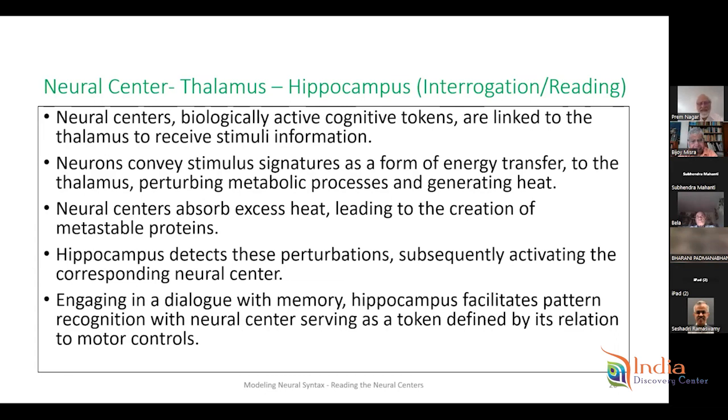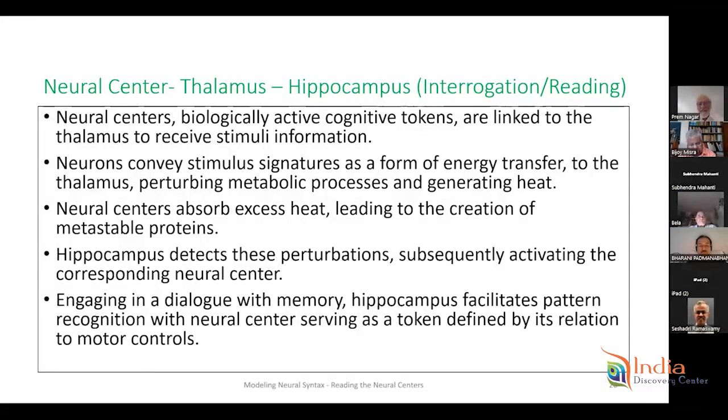Now, how the neural center, thalamus, and hippocampus do the interrogation. The neural centers, biologically active cognitive tokens, are linked to the thalamus to receive stimuli information. Neurons convey the stimulus signature as a form of energy transfer to the thalamus, perturbing metabolic processes and generating heat. Neural centers absorb excess heat, leading to the creation of metastable proteins. The hippocampus detects these perturbations, subsequently activating the corresponding neural centers.